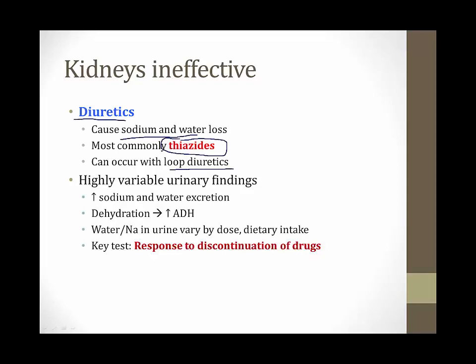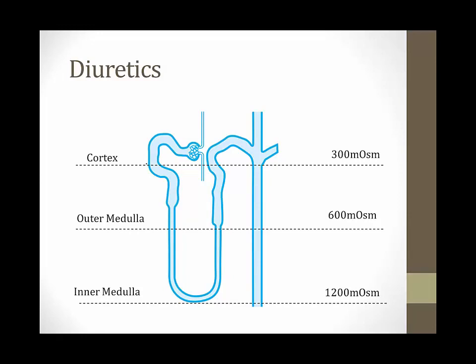One thing to be aware of is that in patients who develop hyponatremia from diuretic therapy, the urinary findings like the urinary sodium and osmolality are highly variable. There are a couple of reasons for this. First of all, the drugs promote sodium and water excretion. Secondarily, they cause patients to become dehydrated, and this stimulates ADH release. And then finally, the amount of water and sodium in the urine vary by the dose of the drug and the dietary intake. So for all of these reasons, the urinary findings are highly variable. So in clinical practice, the way you diagnose hyponatremia secondary to diuretic therapy is to discontinue the drug and see if it improves. Now let me explain why thiazide diuretics much more commonly cause hyponatremia compared to loop diuretics.